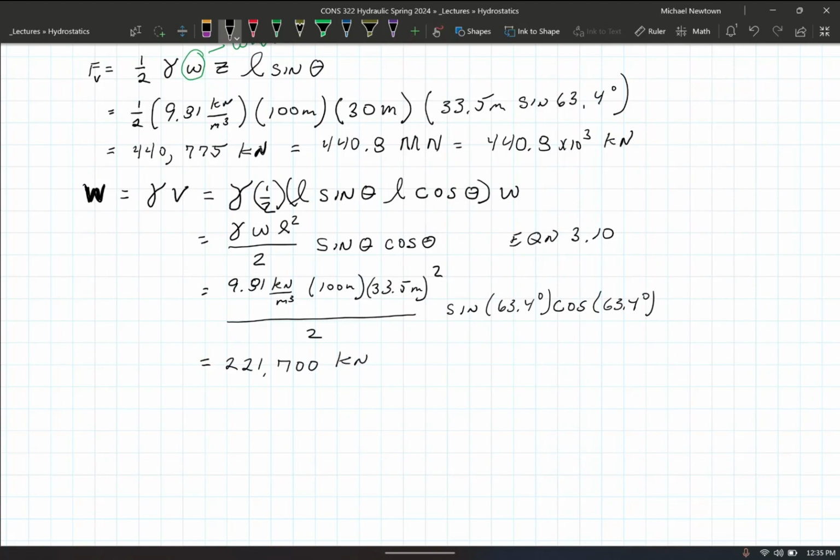kilonewtons, or 221.7 meganewtons, or the one that's much more preferred in the world of modern engineering is this, 10 to the third kilonewtons. Okay. Even at 221.7 times 10 to the third kilonewtons, that's a lot of weight. Okay, a lot of force.